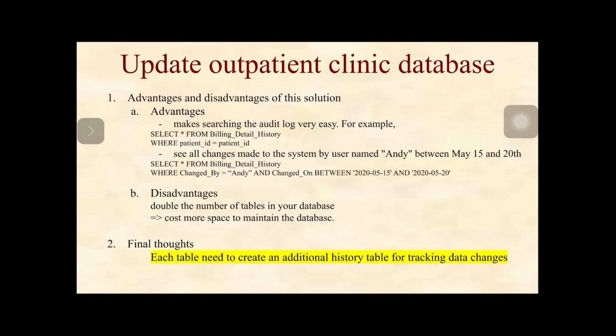The advantage of this solution is that it makes searching the audit log very easy, since the history table's schema is very similar to the original table's schema. For example, if a user wants to see all changes that were made to a particular building detail, the user can just run a query like the following.